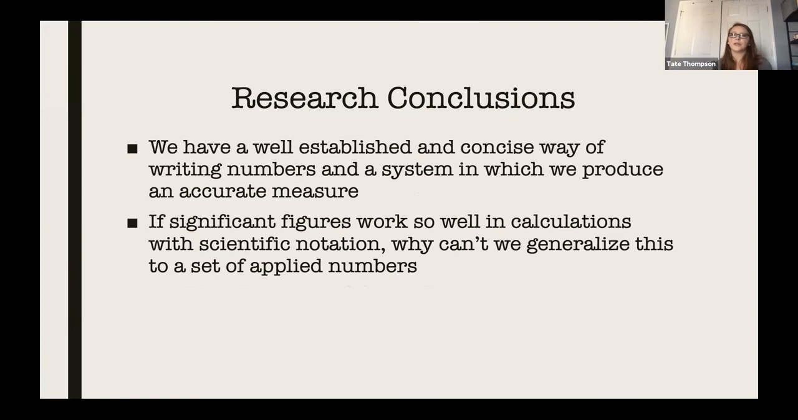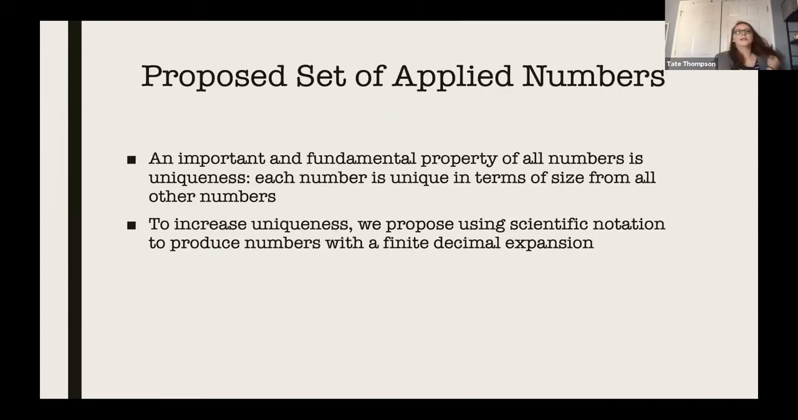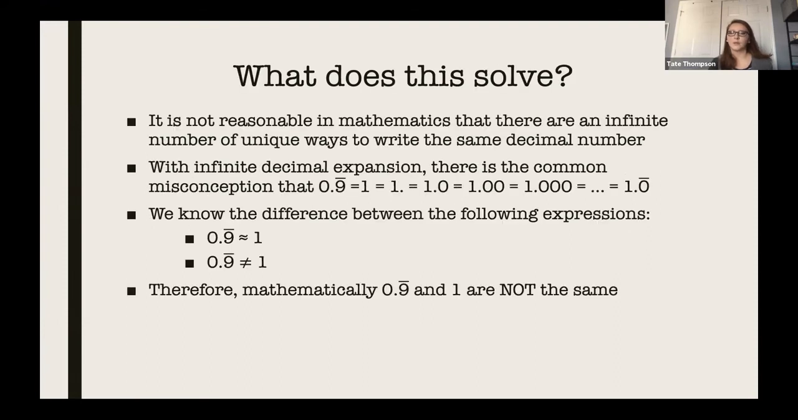So from our research, we concluded that we already have a well-established and concise way of writing numbers and a system in which we produce an accurate measure. If significant figures work so well in calculations with scientific notation, why can't we generalize this to a set of applied numbers? So here's where we propose our idea of applied numbers. Because we argued that uniqueness is a fundamental property of all numbers, and that each number is unique in terms of size from all other numbers, to increase uniqueness, we propose using scientific notation to produce numbers with a finite decimal expansion.